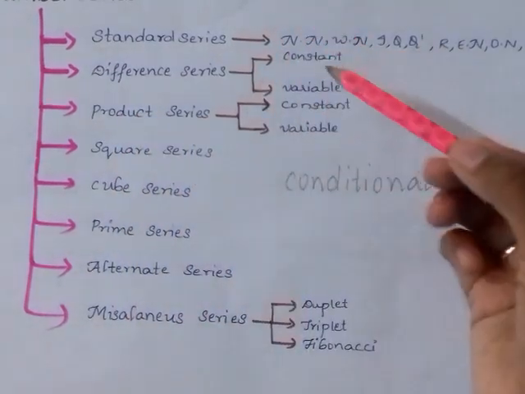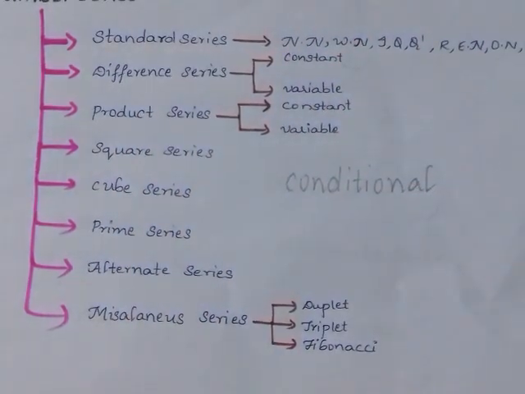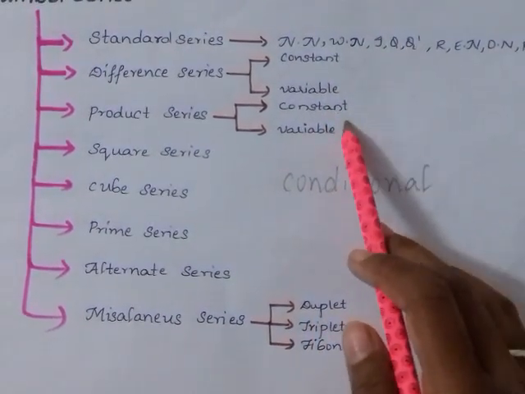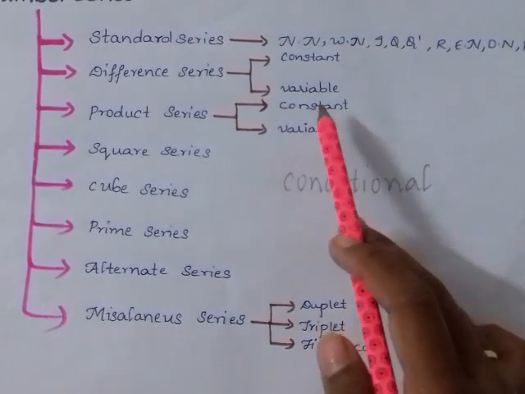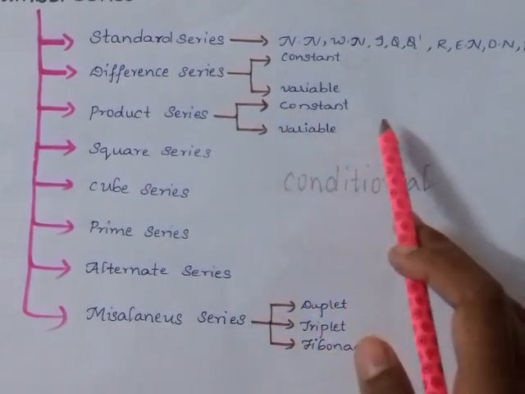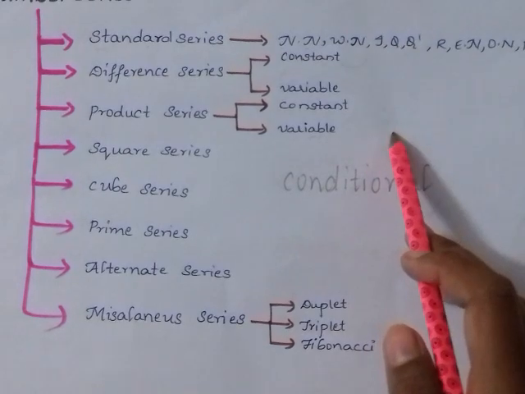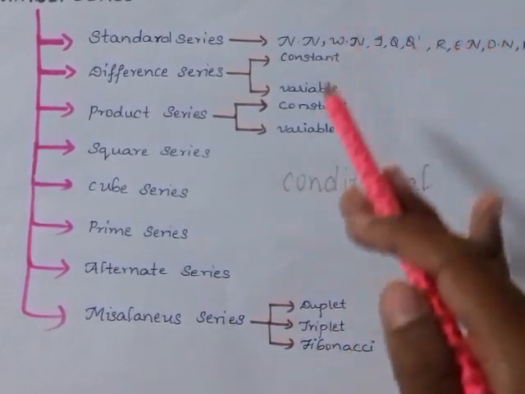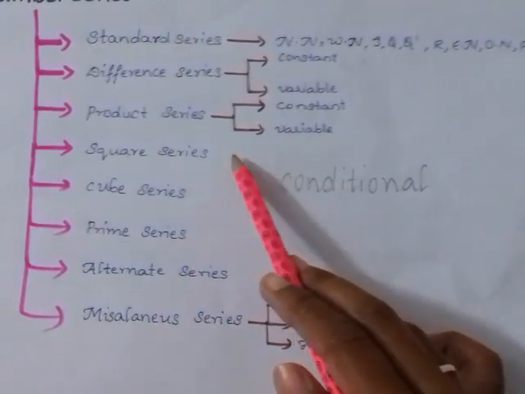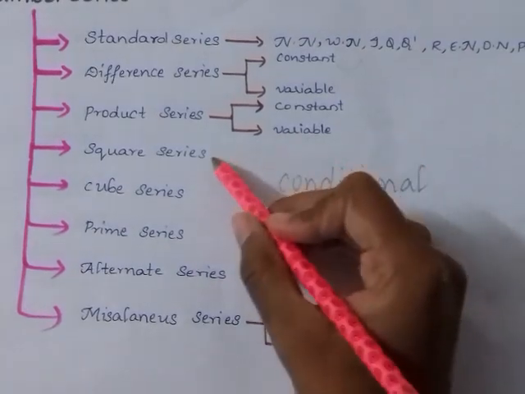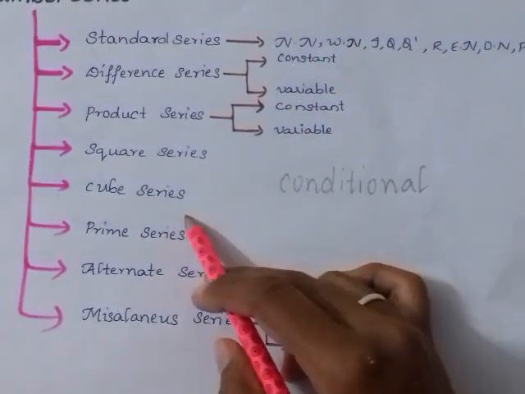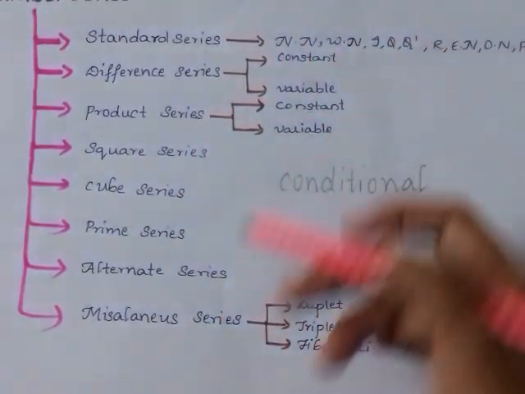Next, product series. Again, it's of 2 types, constant and variable product series. First, constant product series are the ratio of 2 consecutive numbers in the series is constant. Next, coming to the variable product series, the ratio of the consecutive 2 numbers is variable and the ratios are in a standard series. Next, square series. Coming to the square series, the squares of standard series are called square series. Cube series, the cubes of standard series are called cube series.